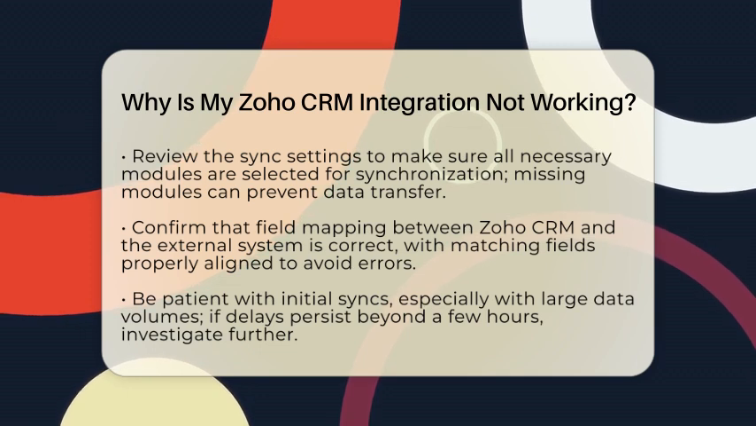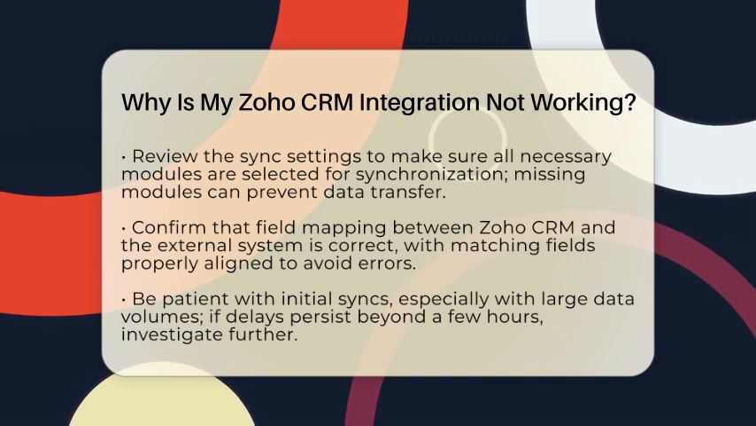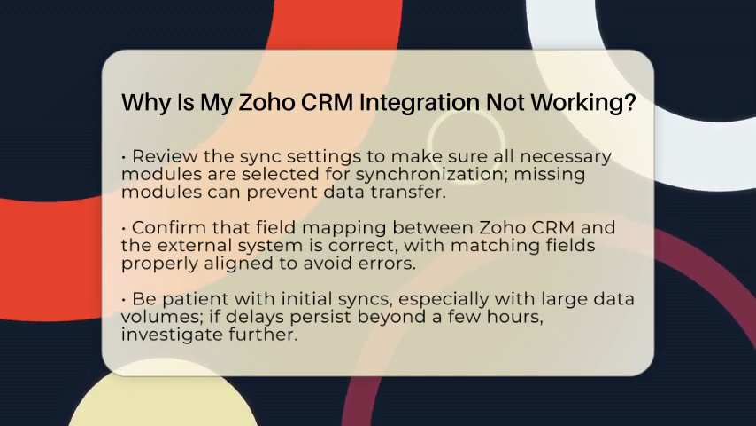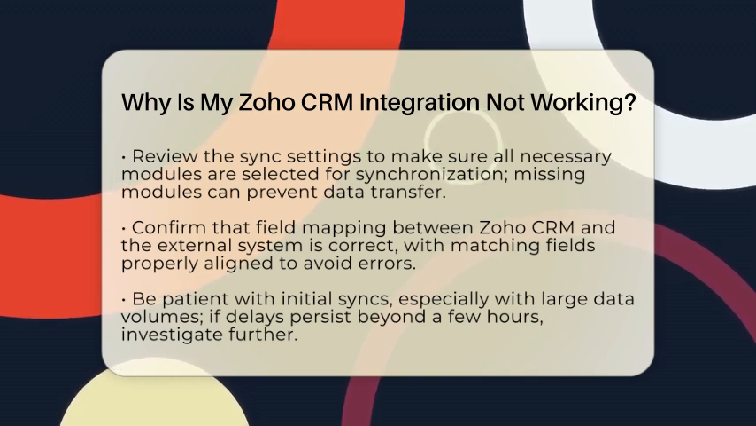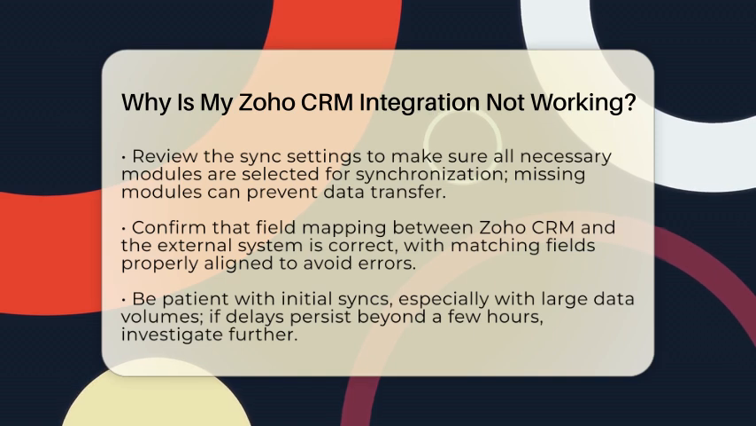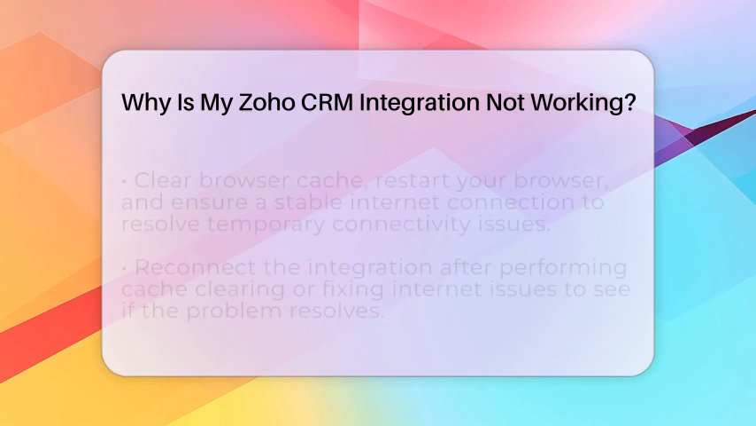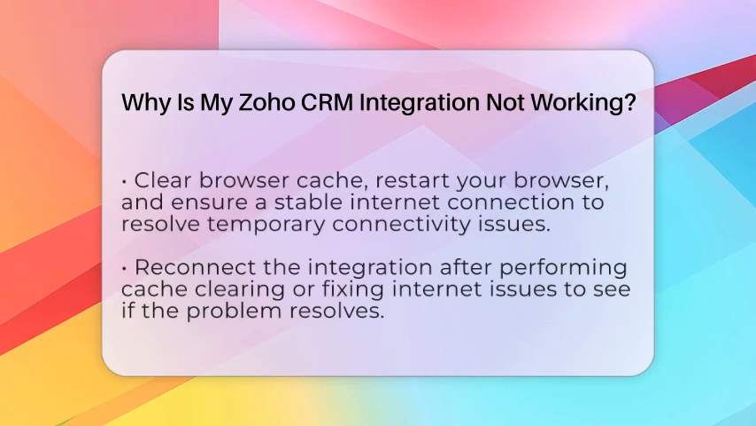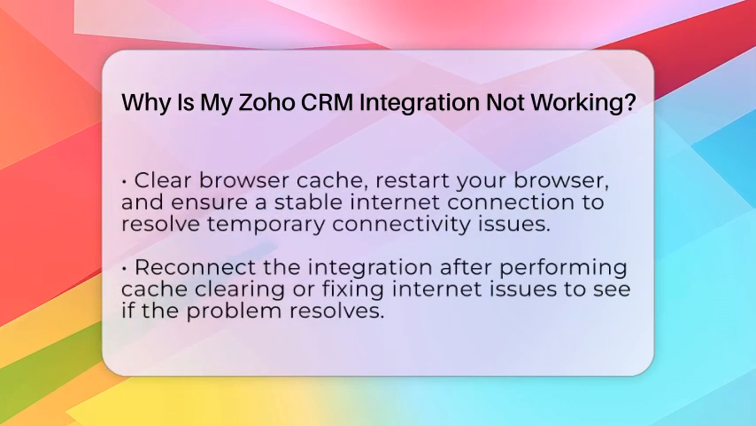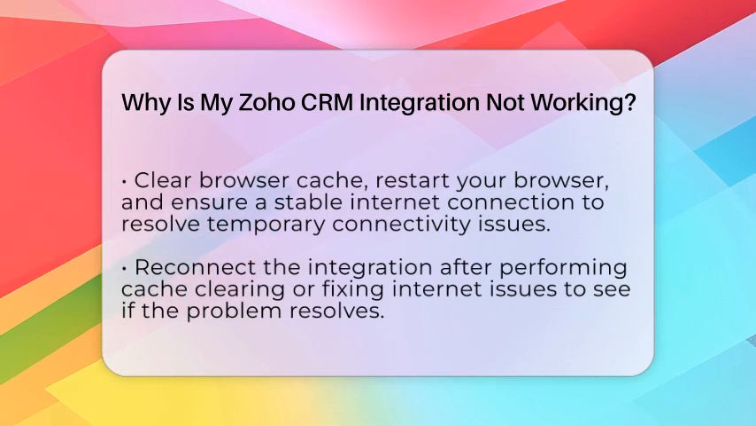Field mapping problems can also cause issues. Data from Zoho CRM fields must match the fields in your other system. If a field is not mapped correctly or is missing, data won't sync or errors will occur. Remember, Zoho fields can only be mapped to one field in the external system at a time, so conflicts can happen if you're not careful.